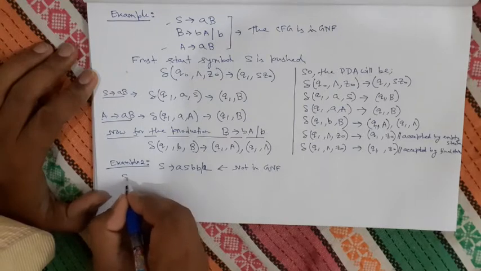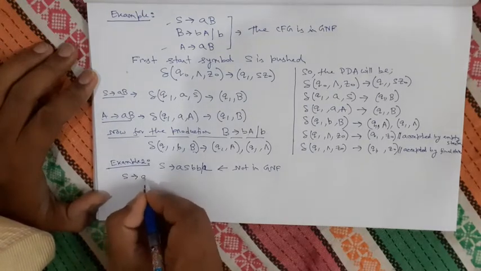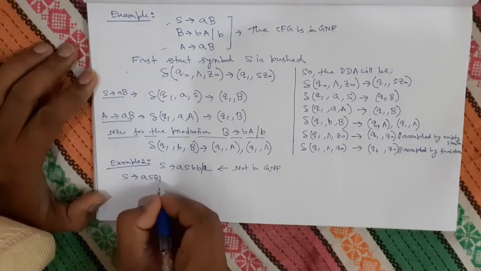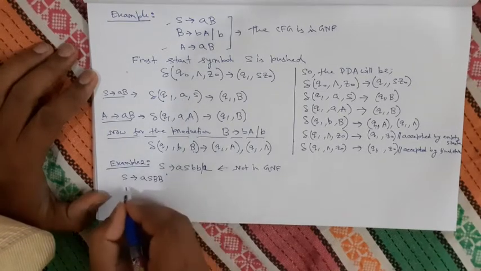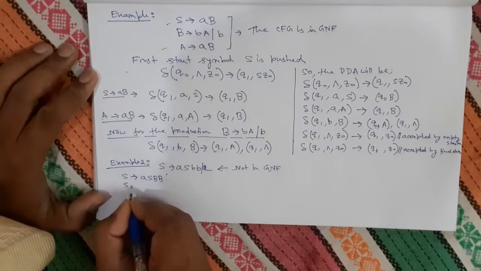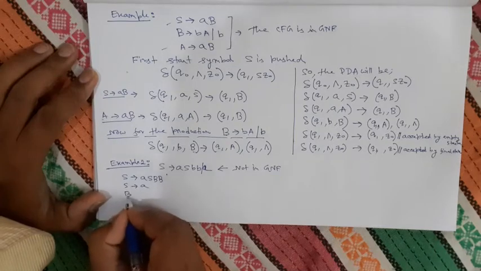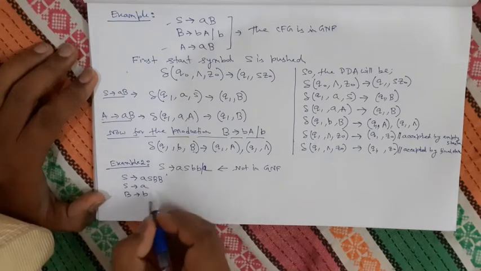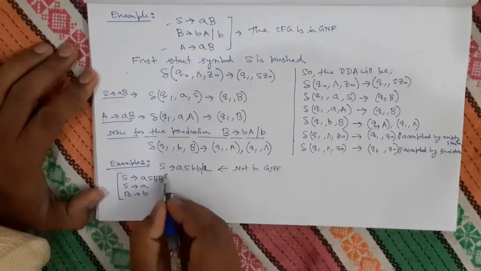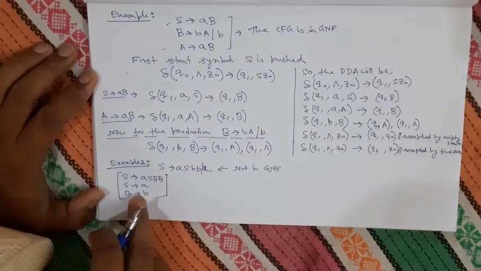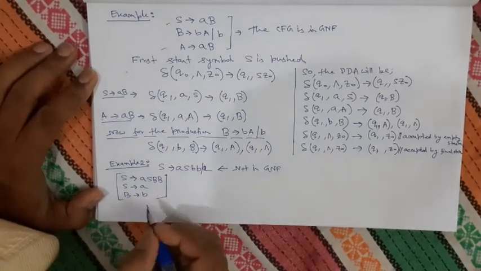It will be S tends to aSBB. Let all the things be capital. Then S tends to small a was there, and we have added B tends to small b basically. Now you can see this is basically in GNF. Now we can convert this to PDA.